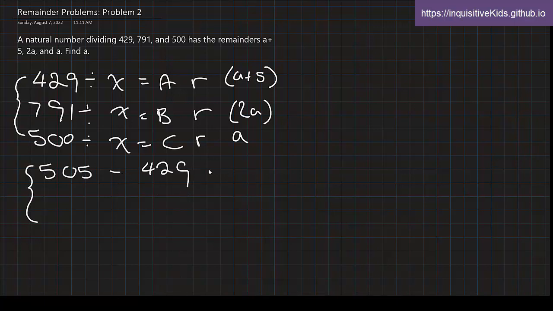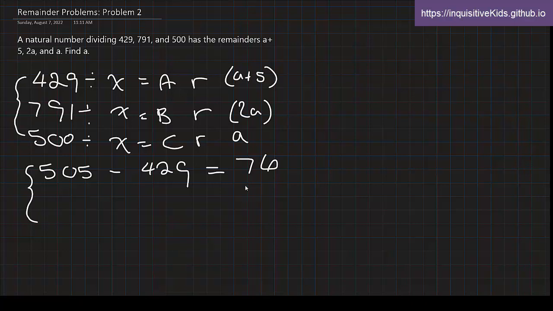So let's subtract them. After subtracting, 429, well, we need 71 in order to get to 500. So 76 would be their difference. So 76 would be a multiple of x.